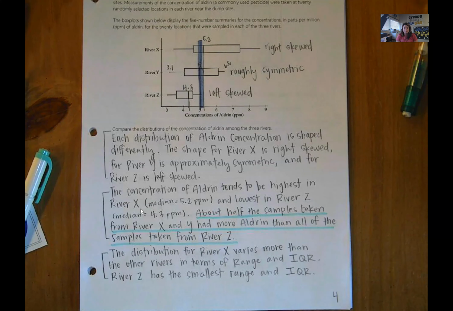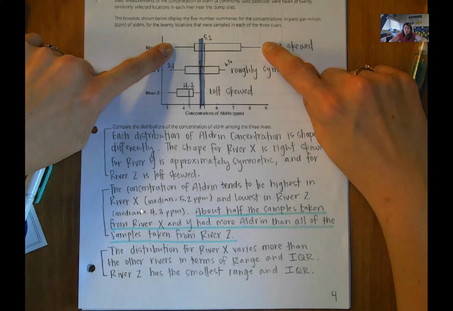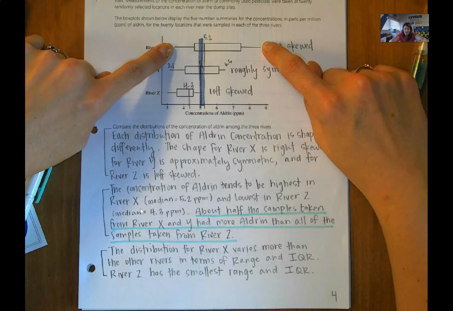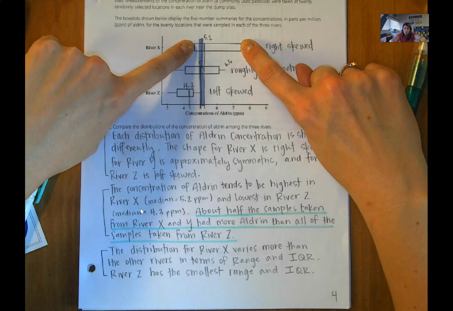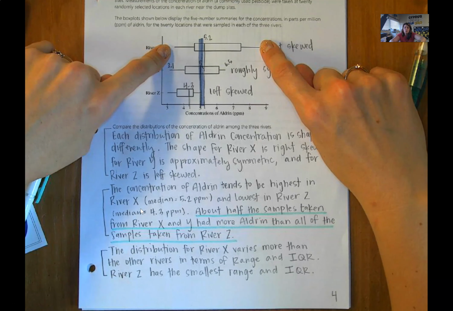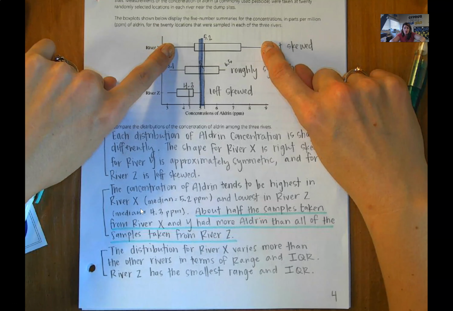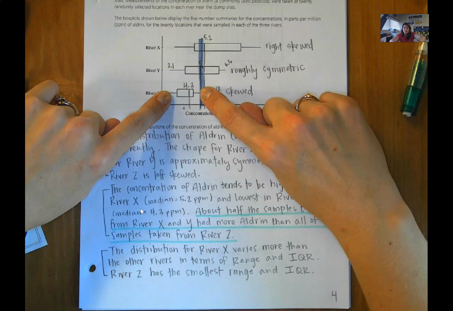The distribution for river X varies more than the other rivers in terms of range and IQR. Notice that I'm not giving specific values. I can just see this river has the longest box plot and the longest rectangle. So this is IQR, your box is IQR. The whole thing is range. Both the box and the whole thing are bigger for river Y and smallest for river Z.